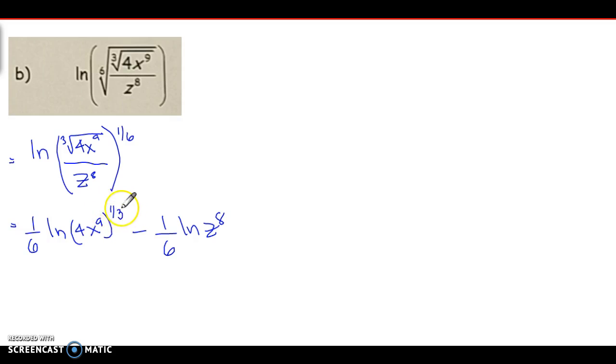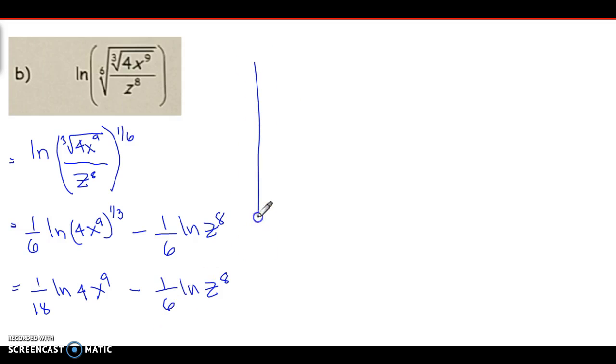I mean, you can put the 1/3 because the 1/3 goes for both of these, so you can multiply that in here. That becomes 1/18, 1/3 plus 1/6, ln 4x to the ninth minus 1/6, ln z to the 8. And of course, you can also multiply this 8 with 1/6. So you can keep it this way, or you can multiply it for a more simplified version. It depends on how your teacher wants it. This is not done yet because this one is in parentheses. You need to sort of distribute, not really distribute, but expand.